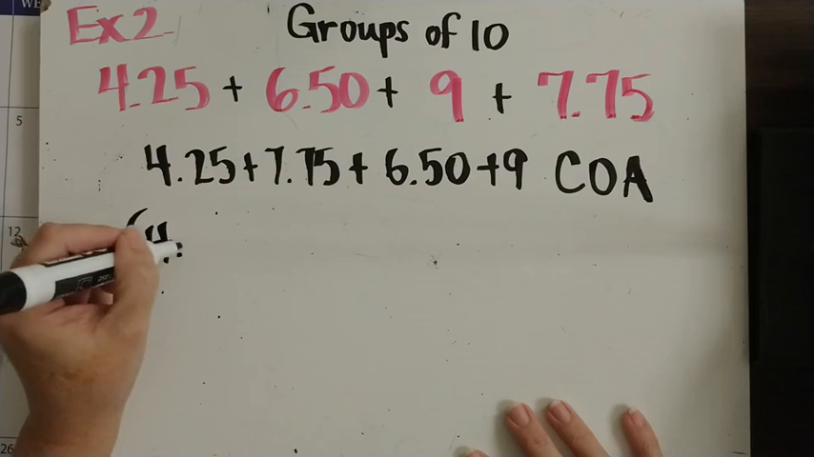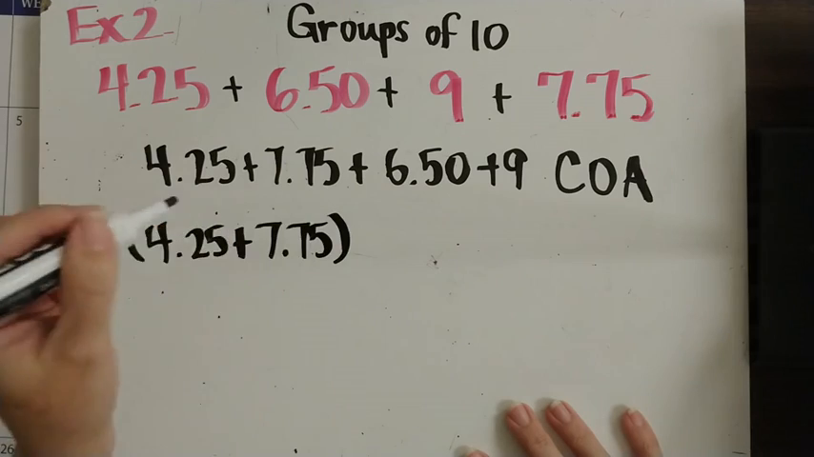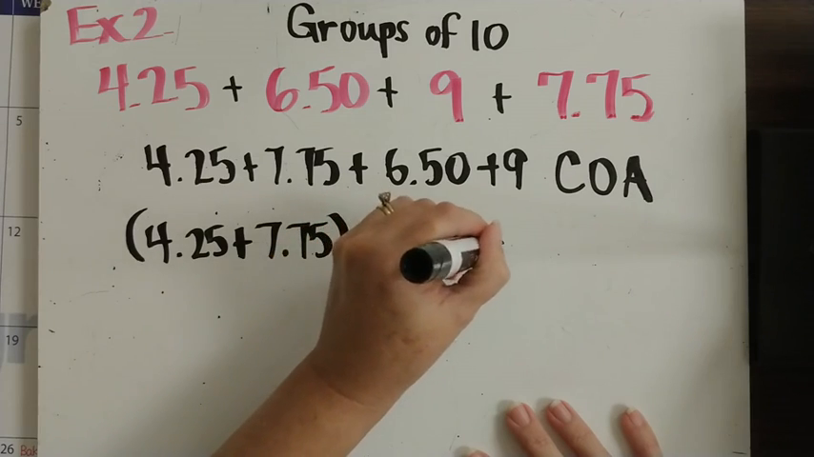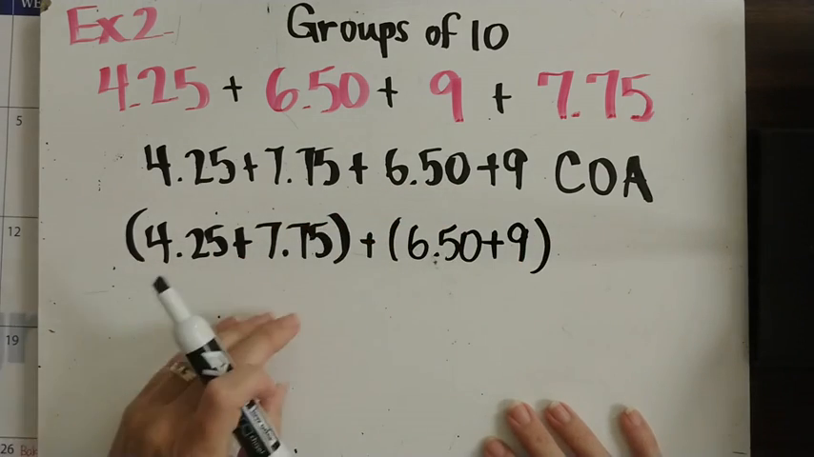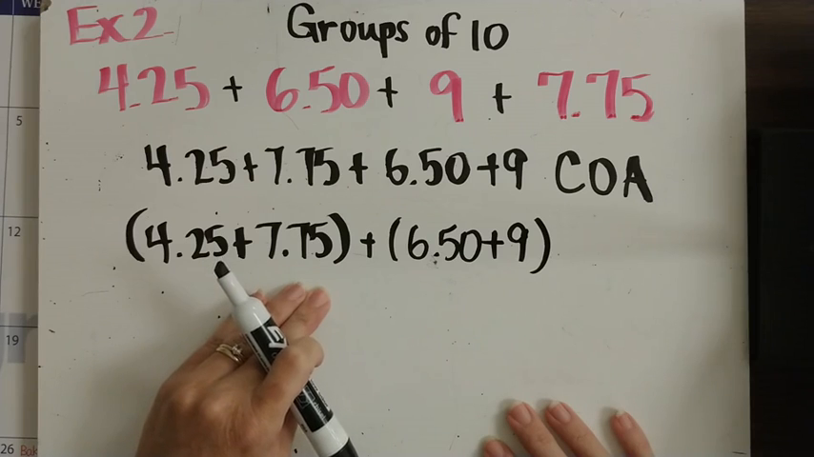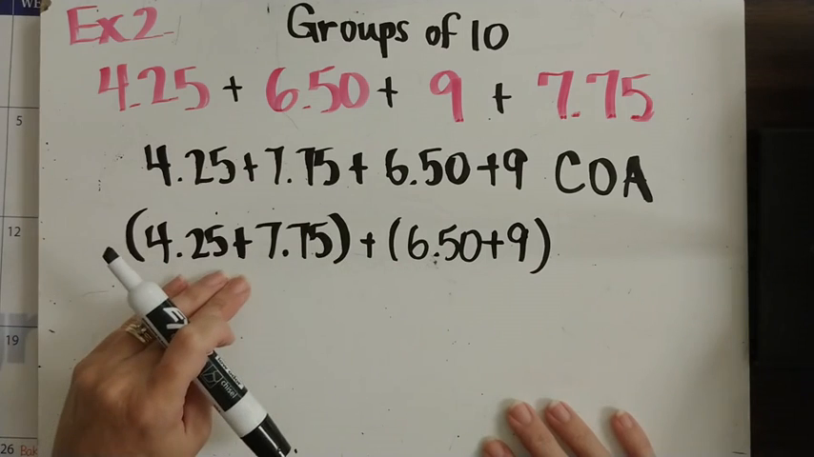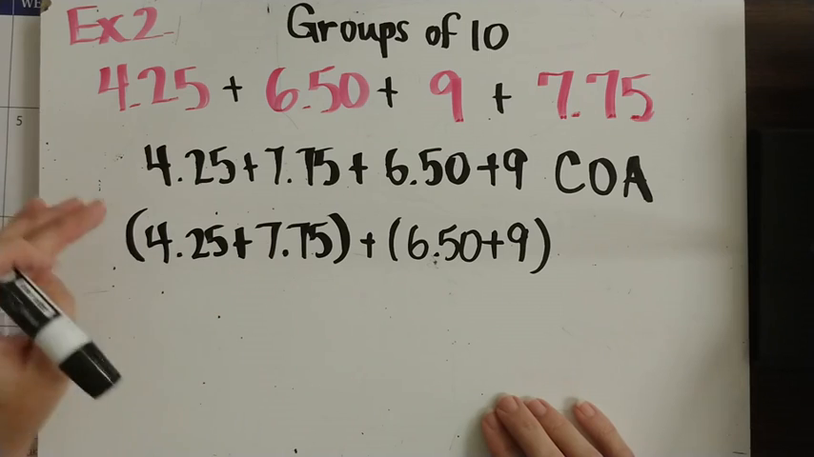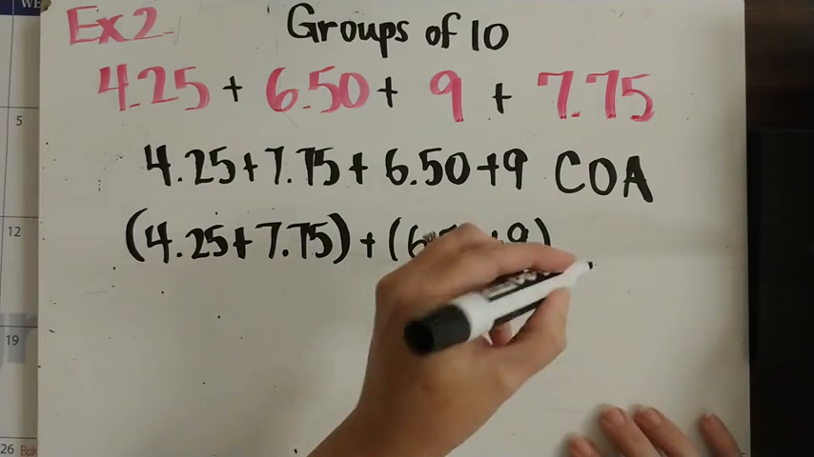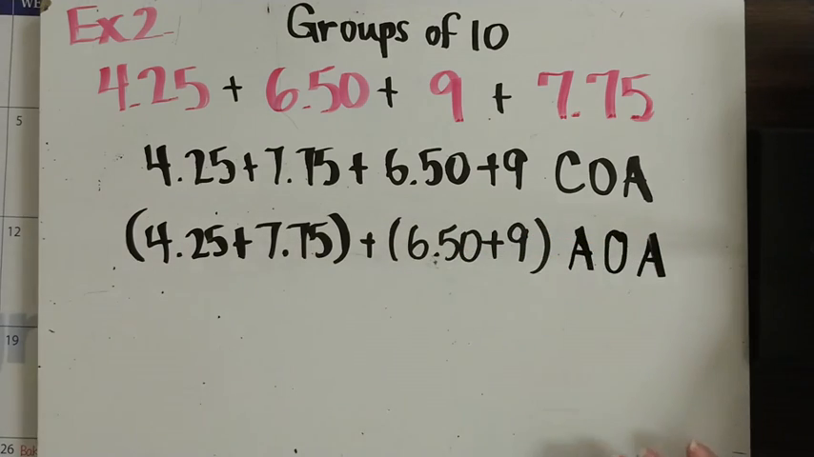These two I want grouped together because I know they make a whole. And then I can group the last two together. They don't make a whole, but I at least have one set of numbers that will make a whole. Now, by putting parentheses in here like this, I'm showing you what I want to add together. I did not change the order, but we're still adding. This is called associative property of addition.